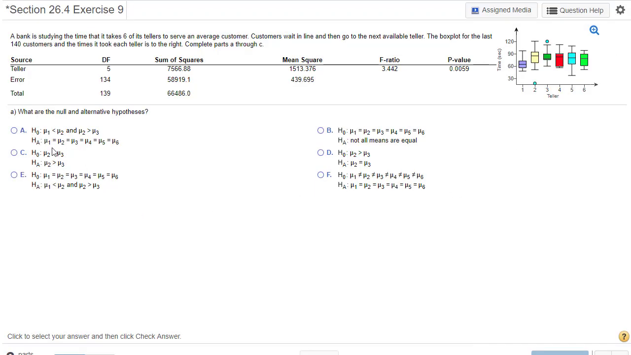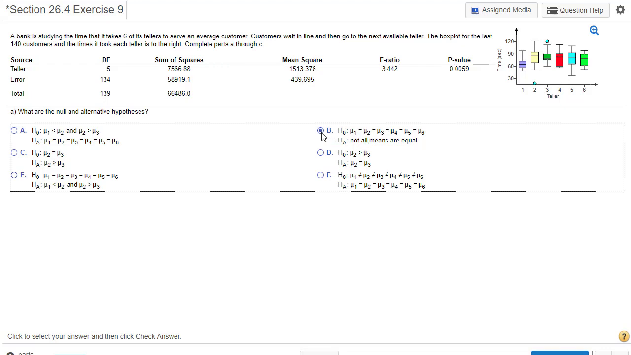So the first question reads, what are the null and alternative hypotheses? So let's scan through here. We know it's not A. We know that the null hypothesis is that all of the means are equal to each other. So looks like B and E are my only two here where that shows up. And the alternative is that they are not. Not all the means are equal. So B is the only one that makes sense there.